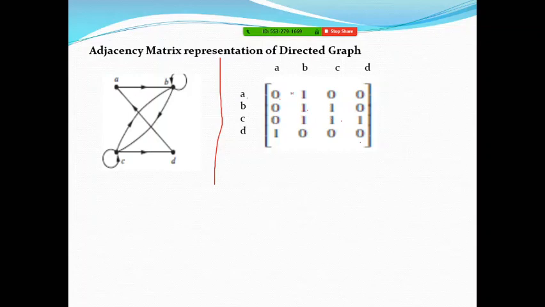Now this side A and this side B. The edge is from A to B, so A is initial; this side is initial and this side is terminal. A to B edge is there, so we show 1. A to C there is no edge, we show 0. A to D no edge, so it is 0. And I'm just taking one more row. D to A, yes, there is 1 edge, so we enter 1. From D to B there is no edge, so we enter 0. From D to C there is no edge, 0. From D to D there was no loop, so it is 0. That is how we represent these directed graphs using matrices.